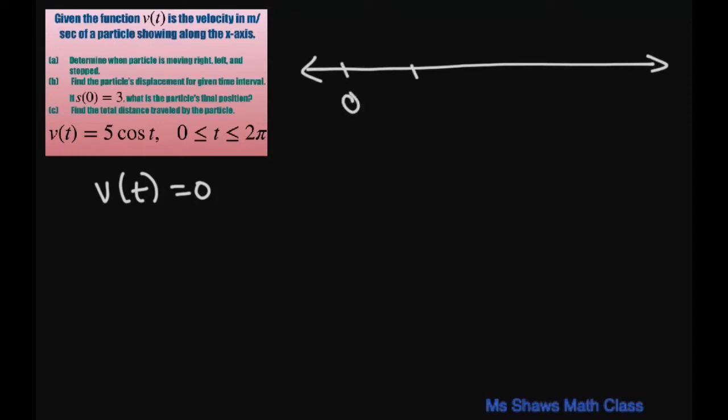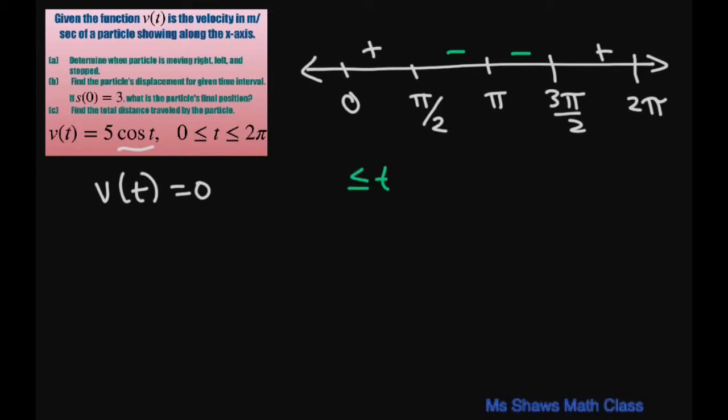All right, so the first part: if v of t is greater than 0, that means it's moving right. So if I do a little sign diagram, going from 0, pi divided by 2, pi, 3 pi divided by 2, and 2 pi, it's moving right in quadrant 1 because it's positive. Cosine is positive in quadrants 1 and 4, and negative here. So for right, you would say when t is between 0 and pi divided by 2, and between 3 pi divided by 2 and 2 pi. That's right, and this is when it's positive.